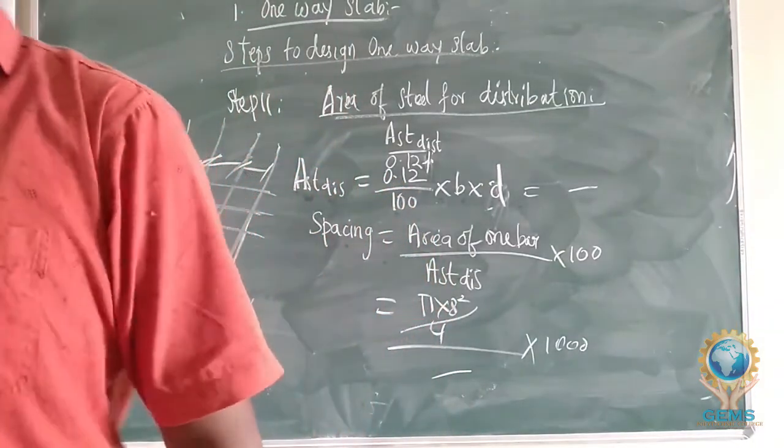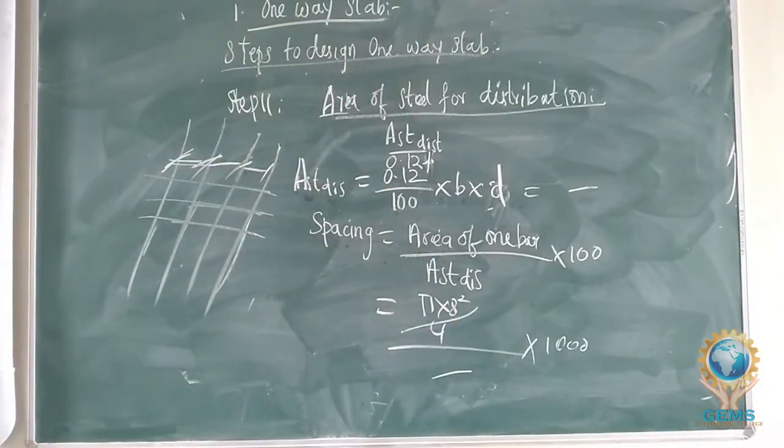So that's all. This is how you will design a one way slab. Okay, these are the 11 steps. Thank you, students.